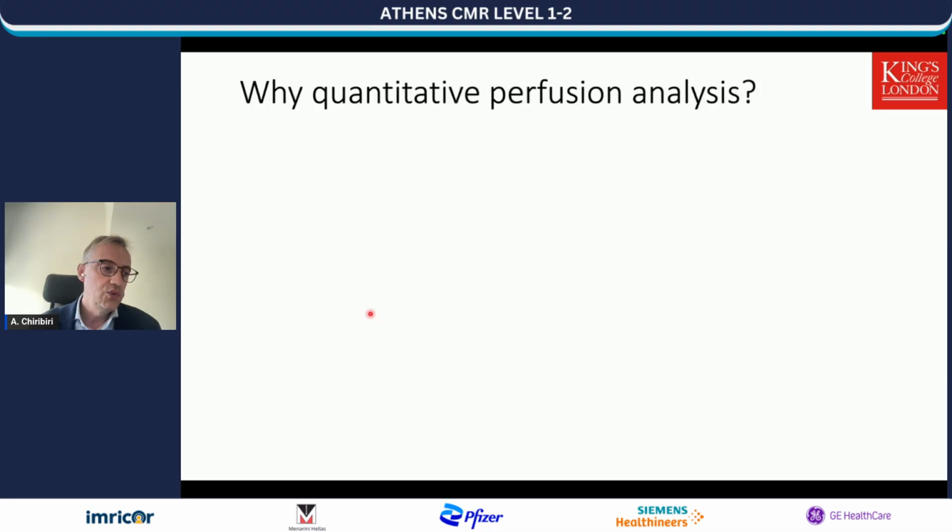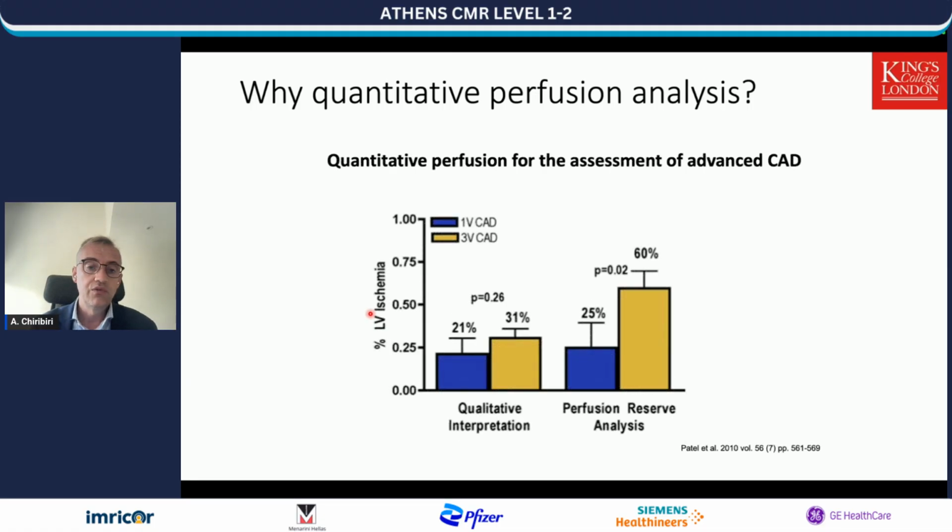So why do we want to use quantitative perfusion as opposed to visual assessment? Why is it really proposed by the experts as the next step in the chapter of ischemia imaging with MRI? Well, because we know from data published in the literature that visual assessment is not quite as sensitive for ischemia as quantitative analysis. In this pivotal study from Amit Patel and colleagues, published in 2010, we had the first hint.